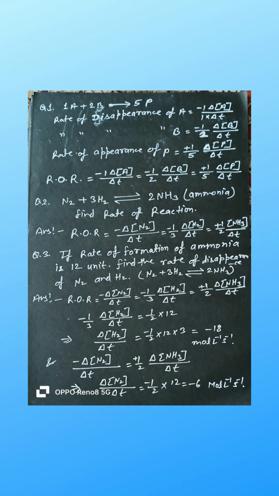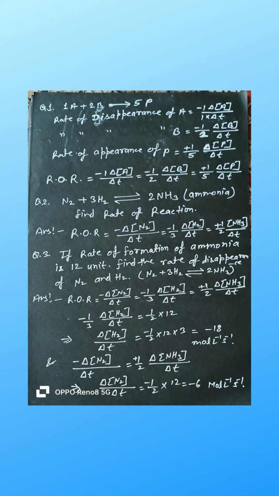Now move to question 2. Nitrogen reacts with hydrogen to form ammonia. 1 nitrogen reacts with 3 hydrogen to form 2 ammonia. We have to find the rate of reaction. Using the same rule, rate of nitrogen equals 1 by 3 times the rate of hydrogen equals 1 by 2 times the rate of ammonia. This is the correct rate of reaction expression for this equation.